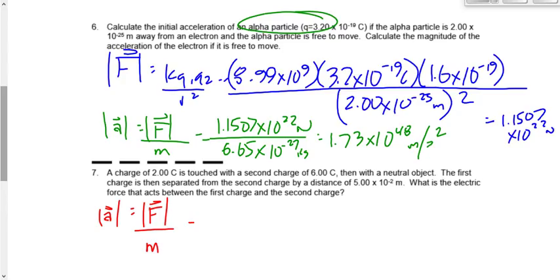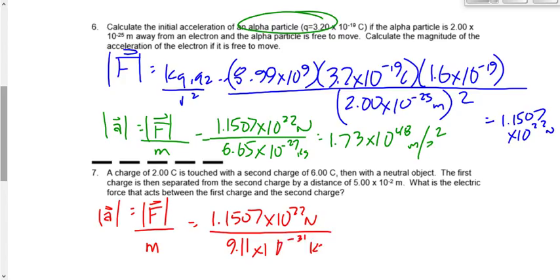So 1.15 again, divided by the mass of the electron, which is also on your data sheet, gives me an acceleration of 1.26 times 10 to the 52. So sure enough, it's almost 10,000 times bigger. It is more than 10,000 times bigger than the acceleration of the alpha particle. Okay? Because the mass is more than 10,000 times smaller.